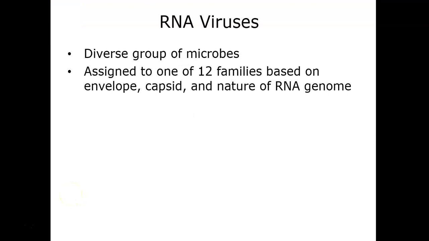RNA viruses are broken into 12 families, and remember, anytime we see this ending, viridae is symbolic that we are talking about a family of viruses. So there are 12 different families in the RNA virus category, and the differences are based on whether they have an envelope, the structure of their capsid, and the nature of their RNA genome, again being single-stranded or, in one case, a double-stranded RNA genome.